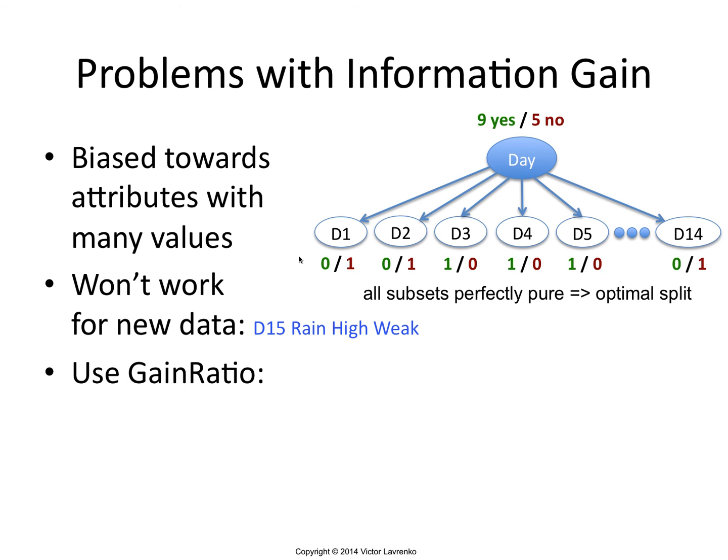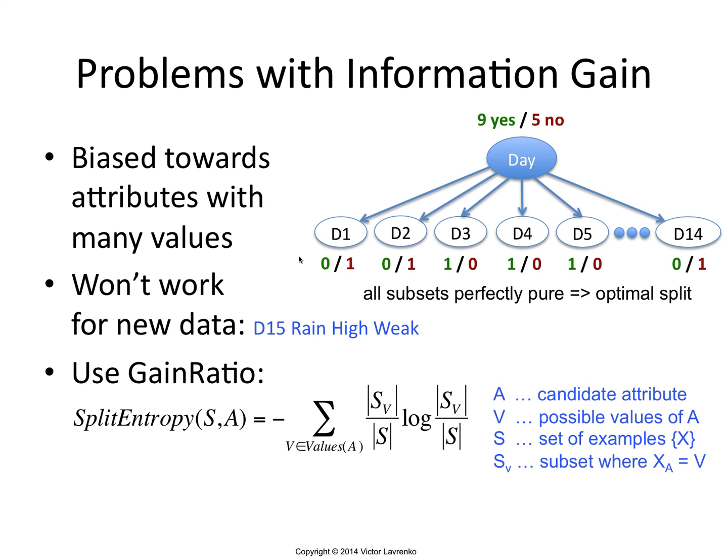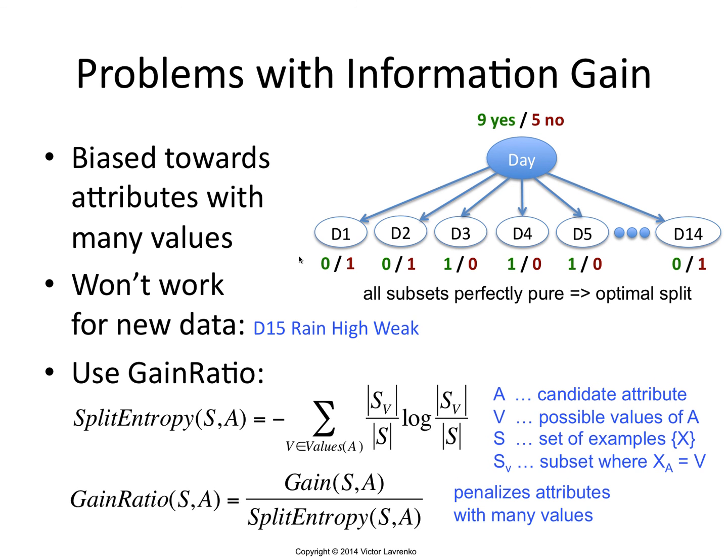So one way to get around this is to use gain ratio. What you're going to do is take your information gain for the attribute and then normalize it by something called the split entropy. The split entropy is basically a way to quantify whether this attribute gives me lots of tiny subsets or not. So split entropy is just the entropy of the split itself, without considering the positives and the negatives.